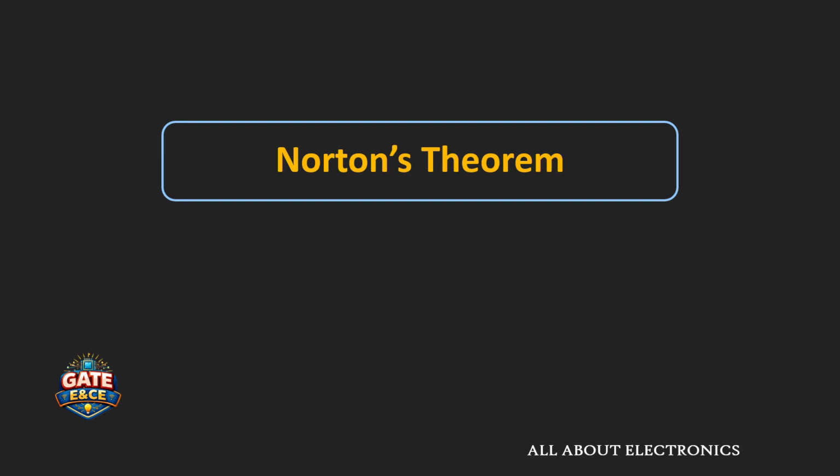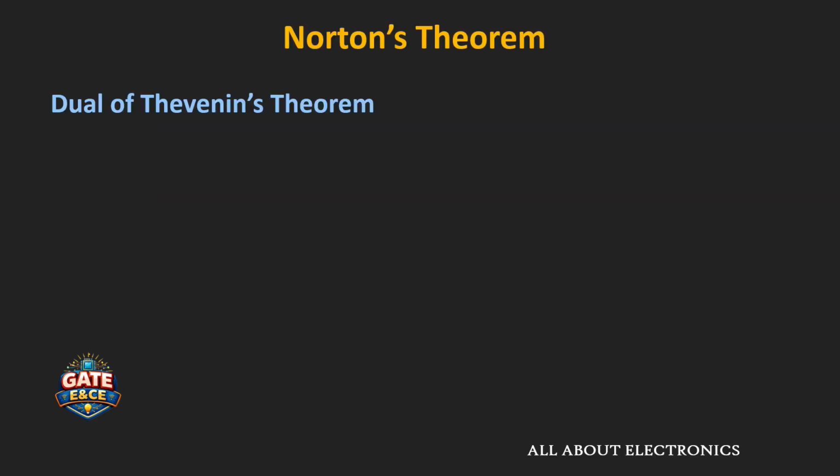So similar to the Thevenin's theorem, this Norton's theorem is used to simplify the complex network. And in fact, this Norton's theorem is the dual of the Thevenin's theorem. And it will get clear to you very shortly. But before that, first of all, let us see the statement of the Norton's theorem.